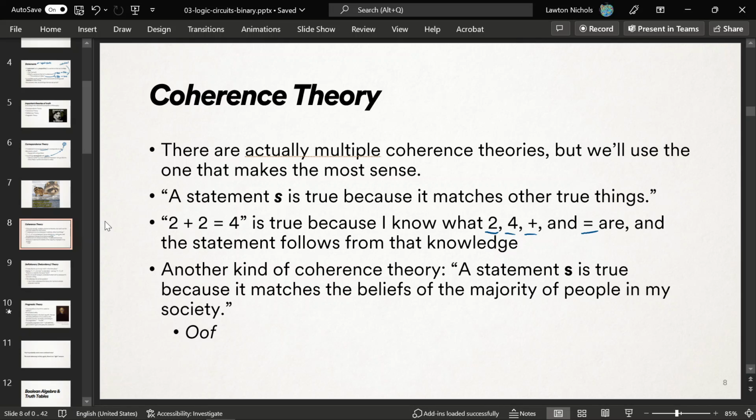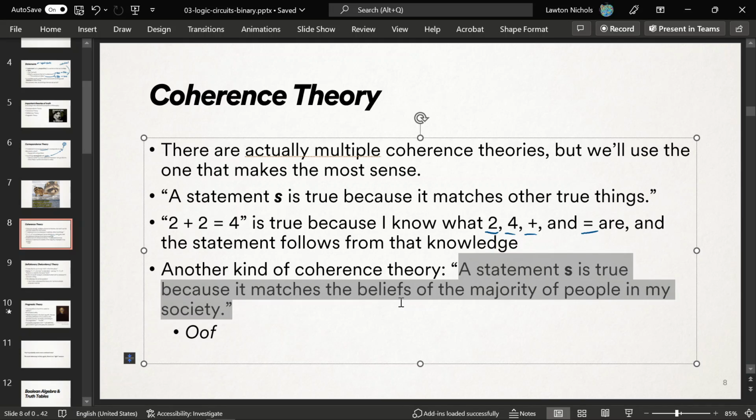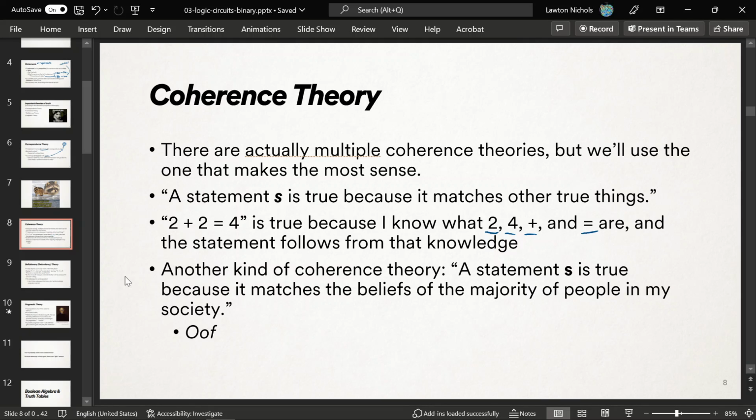All right. There are other kinds of coherence theories, and they kind of are similar, like they match other things. It's all about matching one thing to some other thing that you understand. So another kind of coherence theory would be something like, a statement S is true because it matches the beliefs of the majority of people in my society. That's a way that a lot of people think, isn't it? Probably not the best way to think in a lot of cases.